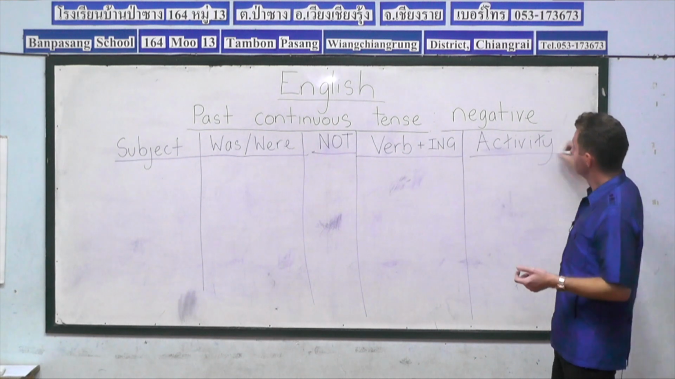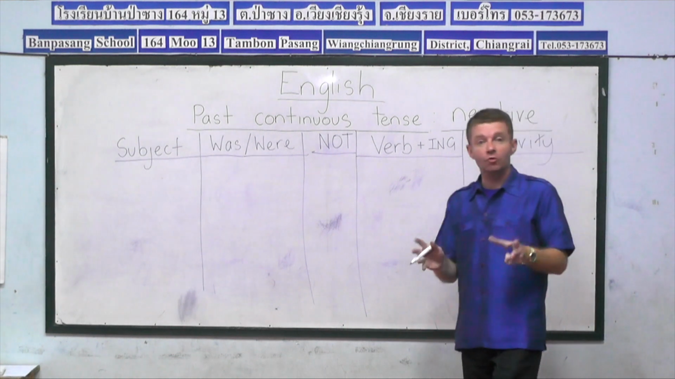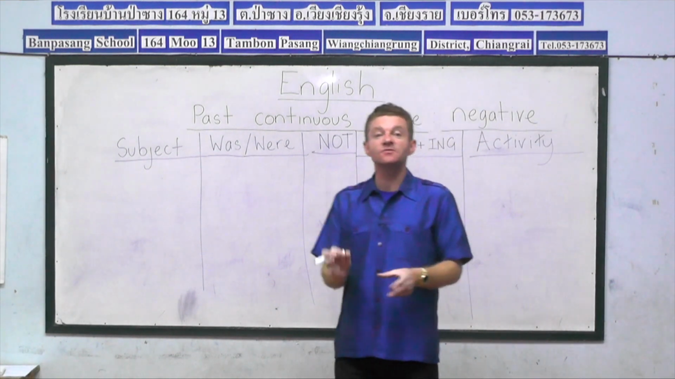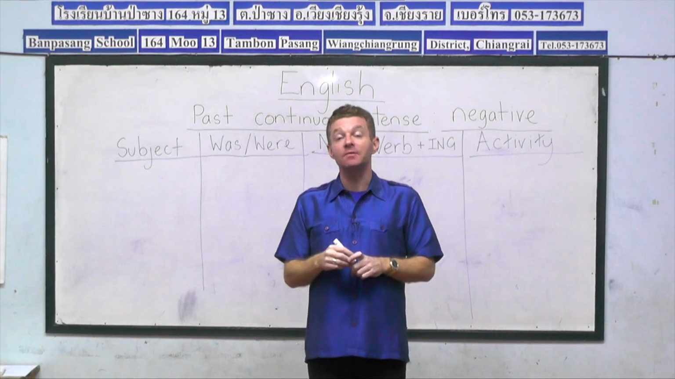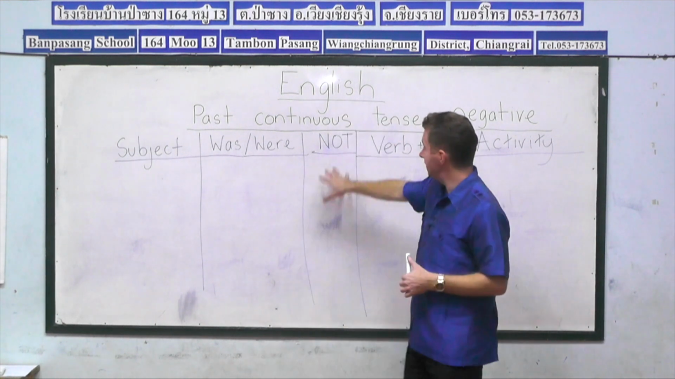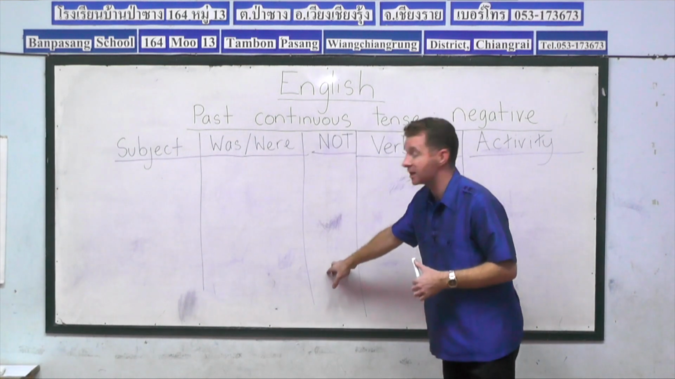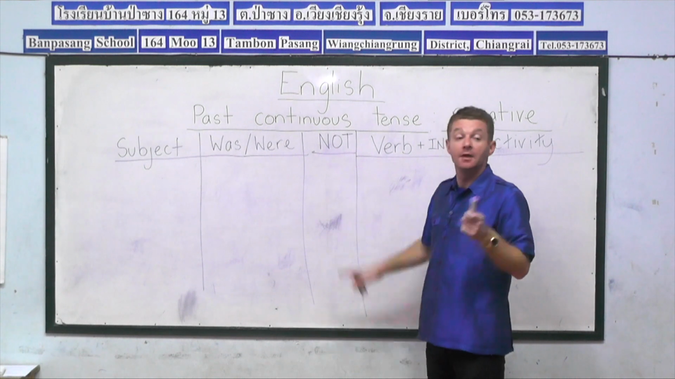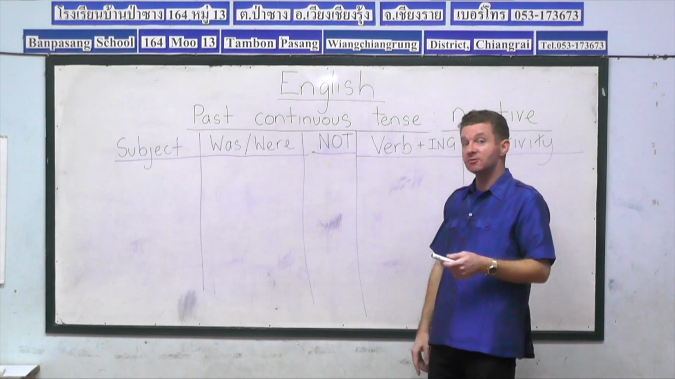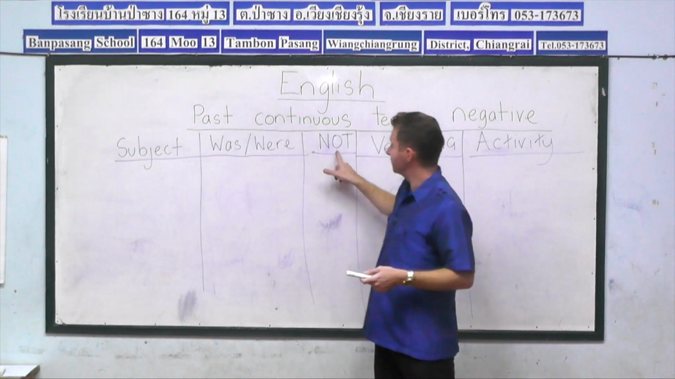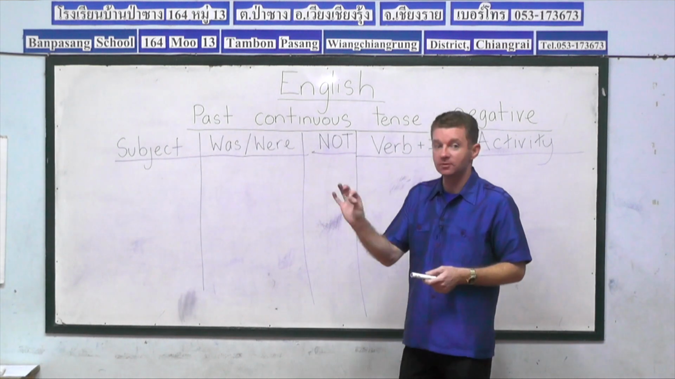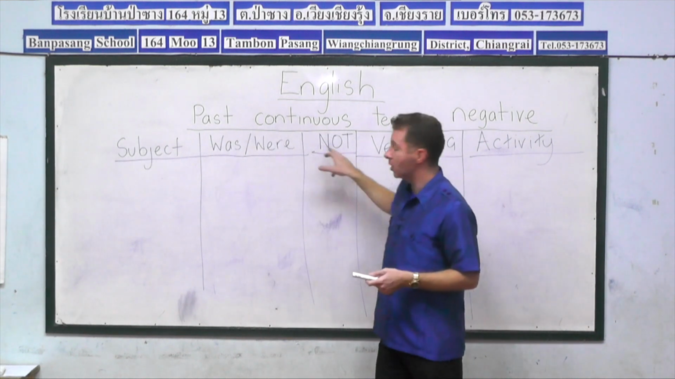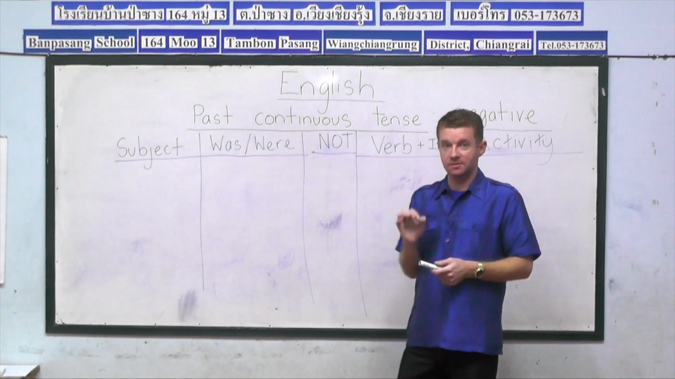A-C-T-I-V-I-T-Y. So you see, guys, the structure for a negative sentence is almost exactly the same as the affirmative. All we need to do is enter this word not before the verb. And remember, we can use the contractions too. Was not can be wasn't. Were not can be weren't.